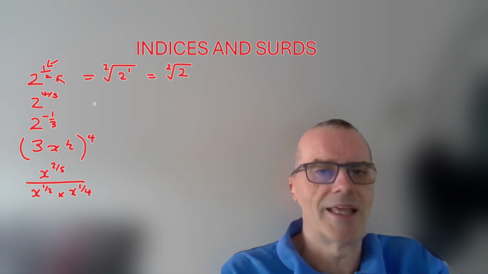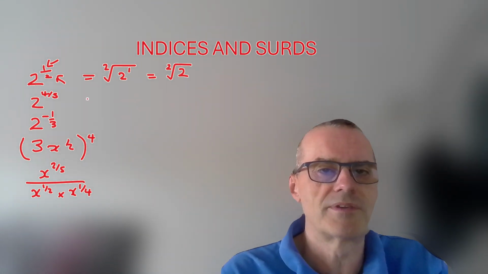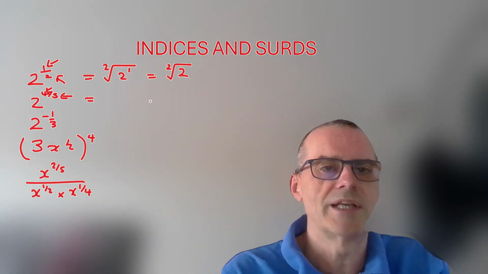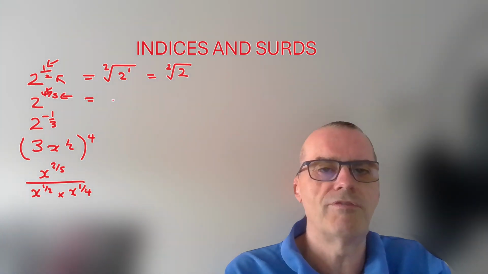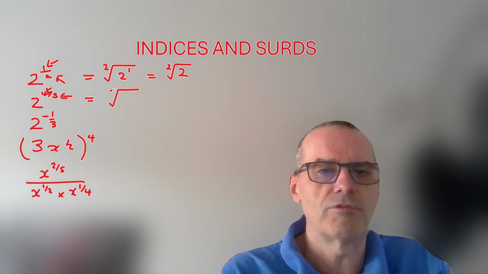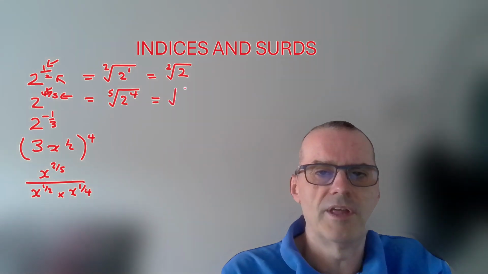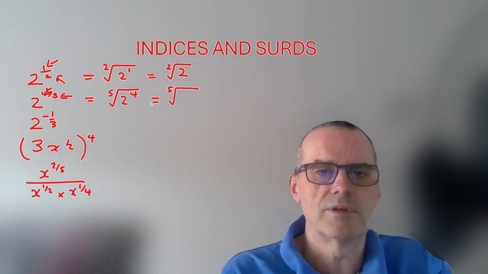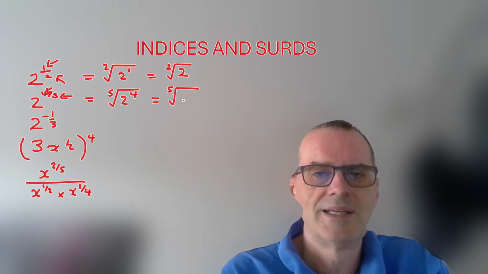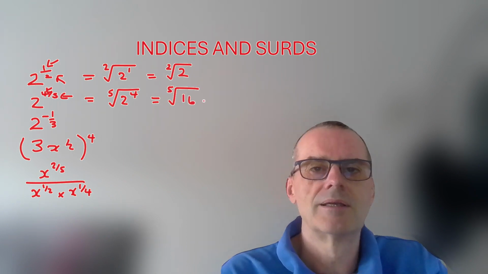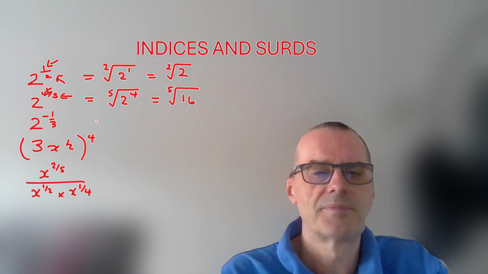So let's apply that now to our second example of 2 to the power of 4/5. In the denominator we have 5, so we know that's the 5th root, and in the numerator we have 4, so it's the power of 4. So it's the 5th root of 2 to the power of 4. We can simplify that a little further: 2 to the power of 4 is 16, so we can say the 5th root of 16.